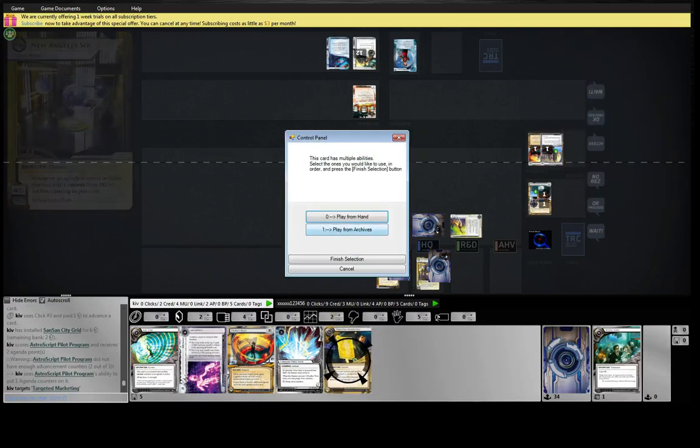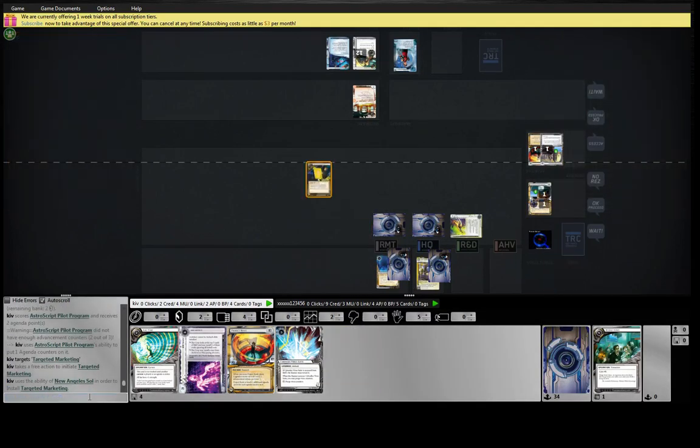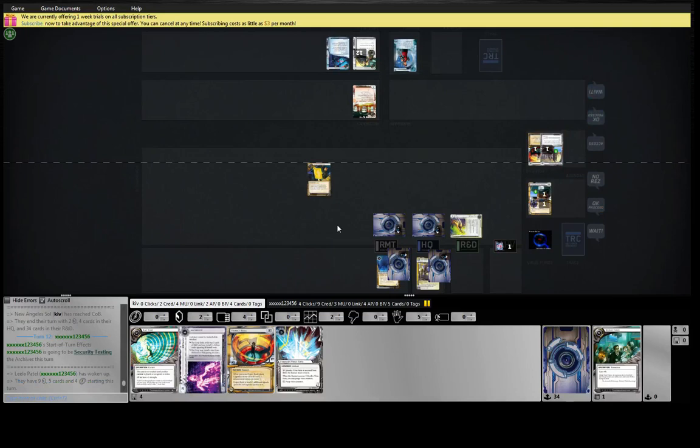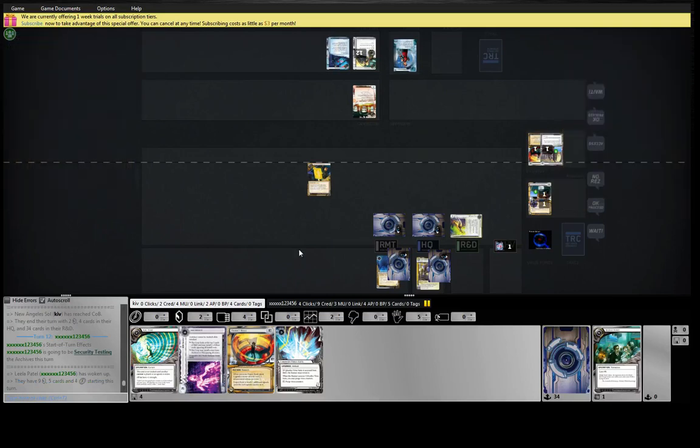Play Lag Time from hand. Let's name. I don't know. This might be the wrong call. Maybe we should name Passport. Or like. Well, we can reset it soon enough anyway by scoring the agenda.